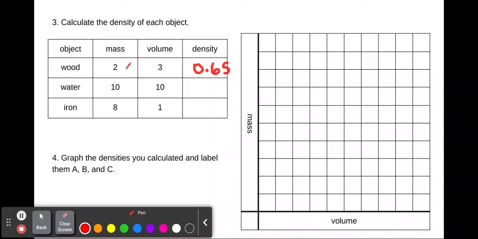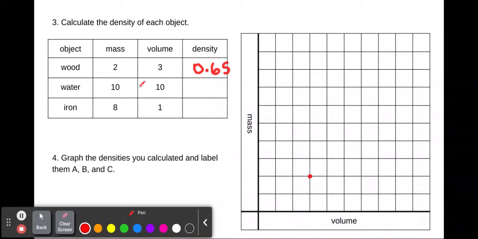In this case, wood has a mass of 2. I'm going to go up 2, and it has a volume of 3. So we could plot its density over here. And if we could imagine a line passing from 0 through that dot, that would represent the density of wood, the slope of that line.